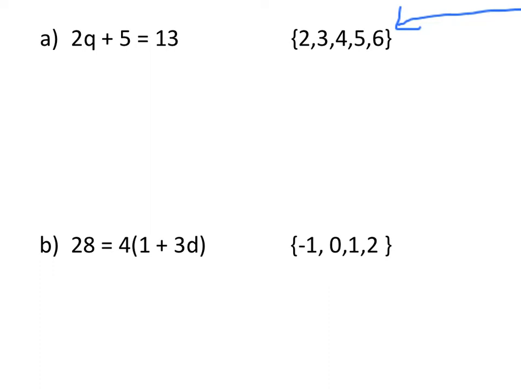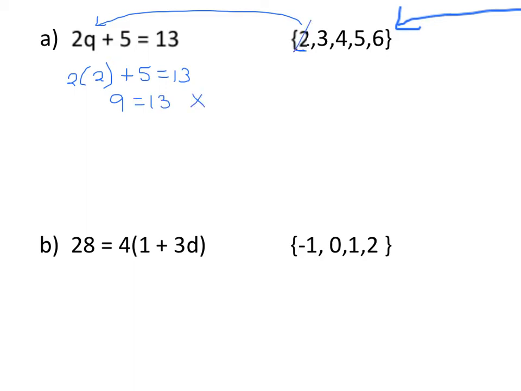So I'm going to start, and I'm going to take this 2, and I'm going to plug it in for the Q. So this is going to go in right there. So I'm going to have 2 times 2. Instead of Q, I'm going to have a 2 now. Plus 5 equals 13. All right, and then I'm going to figure out, does it actually equal 13? So 2 times 2 is 4. Plus 5 is 9. So I have 9 equals 13. Nope, that guy doesn't work. Okay, so I'm going to cross that one off, and we're going to go to 3. 2 times 3 plus 5 equals 13. Well, 2 times 3 is 6, plus 5 is 11. So 11 equals 13. Does not work, so I'm going to cross that guy out.